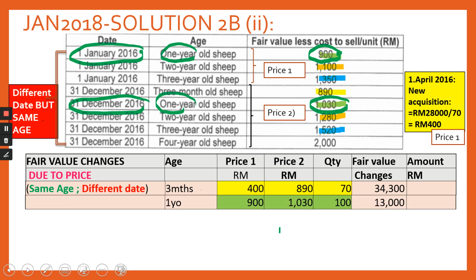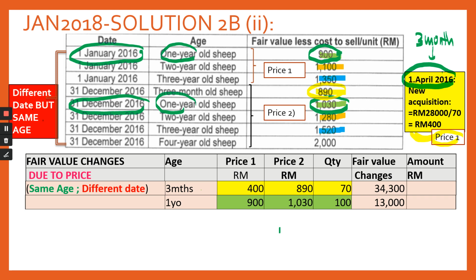So if you look at what you have here, on 1st of April 2016, you have a new acquisition, and that new acquisition was 400. So that 400 is on 1st of April. You cannot compare with 1st of January. So that 1st of April, the age here is 3 months, right? So the physical characteristic does not change, same age. So what you will do is compare with the 3-month-old sheep as at 31st of December. If you do that, you would see that the 3-month-old sheep here is 890 versus 400. So here 890 minus 400 times 70. 70 is the number of the 3-month-old sheep. So you get 34,300. That is the first one.